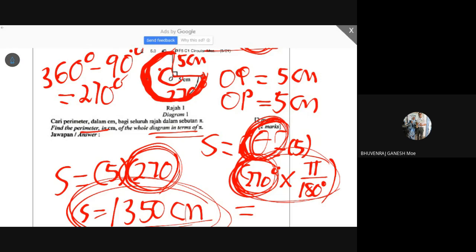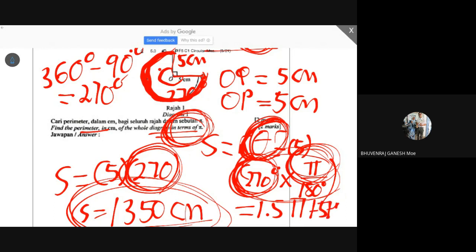So pi ni, I want to ask you guys. Do we need to sub the value of pi over here, guys? Adakah kita kena gantikan nilai pi kat sini? No, okay, see the question. In terms of pi, soalan nak dalam sebutan pi. So, kita kekalkan sebagai pi. We remain it as pi. So, 270 divide 180, you get 1.5 pi. Okay, then plus 5 plus 5. So, this is your answer, plus 10. Okay, so you can see the working over here.